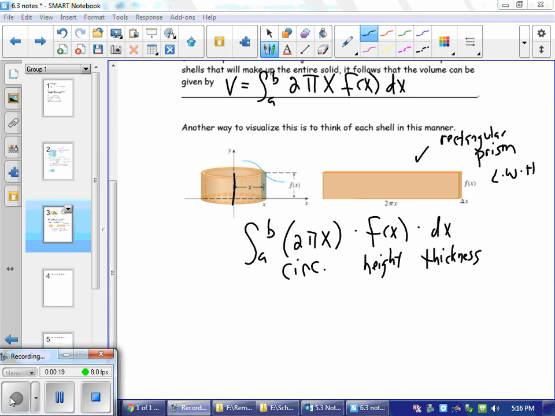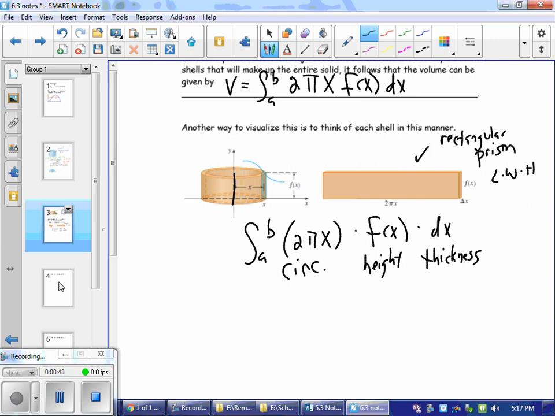The circumference is going to be determined by 2 pi times the radius, whatever the radius happens to be, and we'll see that it can change just a little bit, but in general, it'll be an x or a y value. Times the height. The height is going to be given as the function, whether it's an f of x or f of y, depends on how we're revolving the region. And then dx or dy will simply be the thickness or the change of the radii, which again we want to be really small when we integrate.